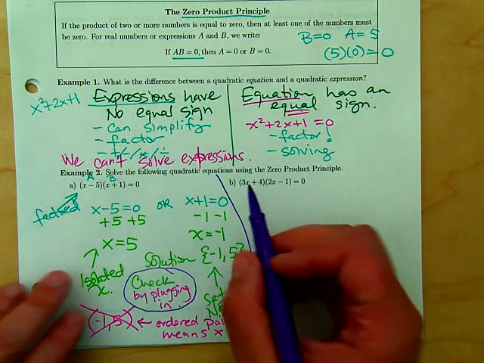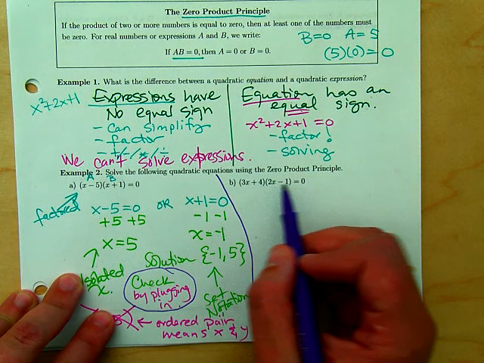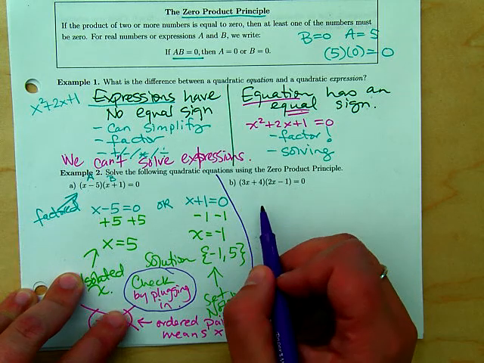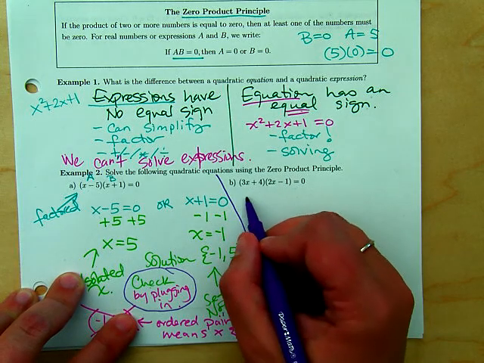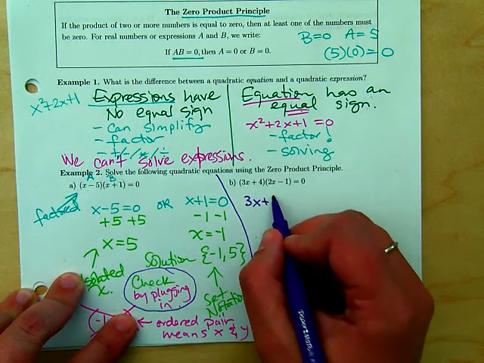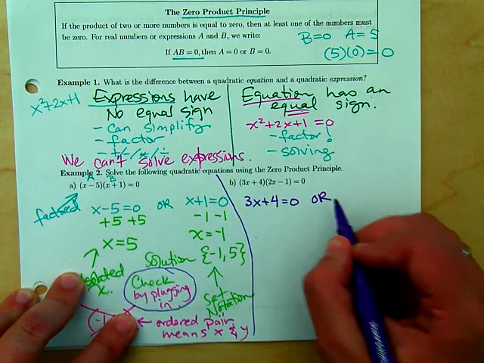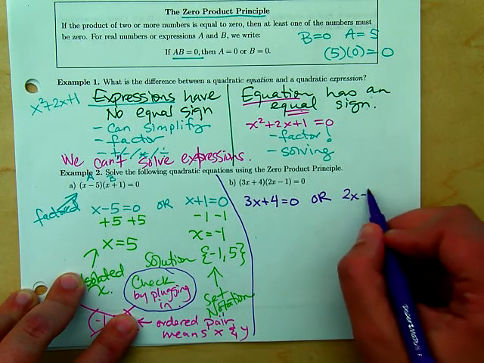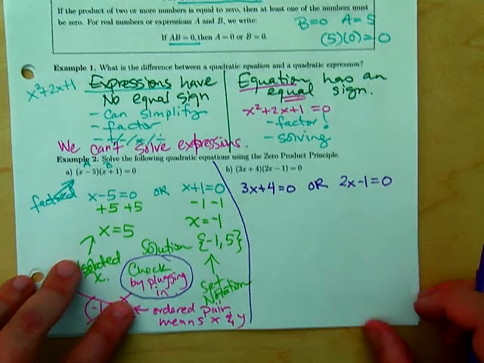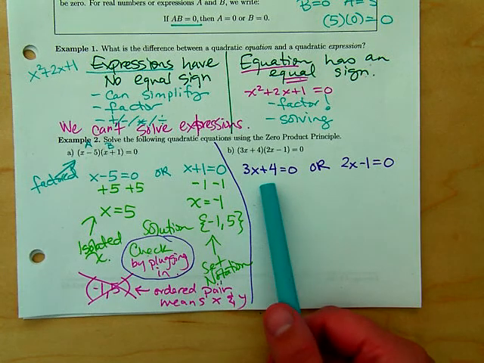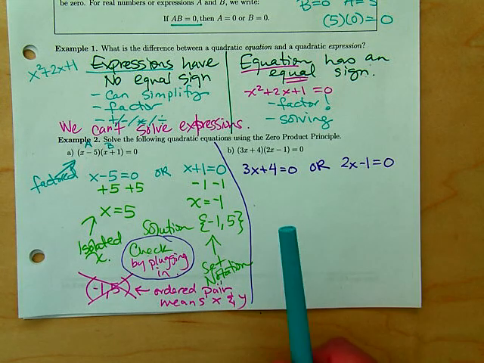I'm going to set each factor to 0 to figure out what number could go here or here and give me a 0. So here's one factor: 3x plus 4. I set it equal to 0. And then my second equation is going to be 2x minus 1 equals 0. Okay, so how am I going to solve now? What should I do to try and get x by itself in both of these examples?